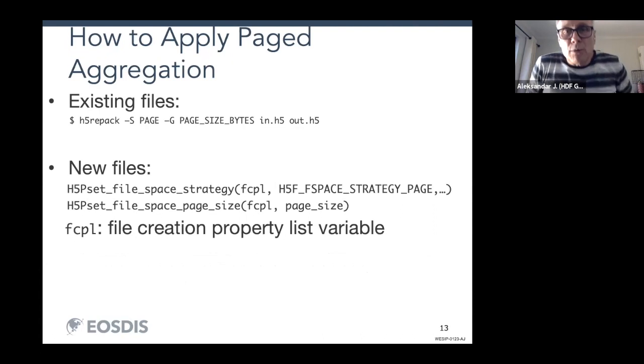And so how to apply page aggregation? As I said, for the existing files, the train has left the station, so you have to use h5repack. It has the capital S and capital G command line options. Basically, -S page is required. It tells it we're going to use page aggregation, and then capital G with the page size in bytes is the important parameter, and then the input HDF5 file and then the output HDF5 file. For new files, there are these two APIs on the file creation property list, where you set your file space strategy and then set the file space page size. And obviously then off you go with all the other things.